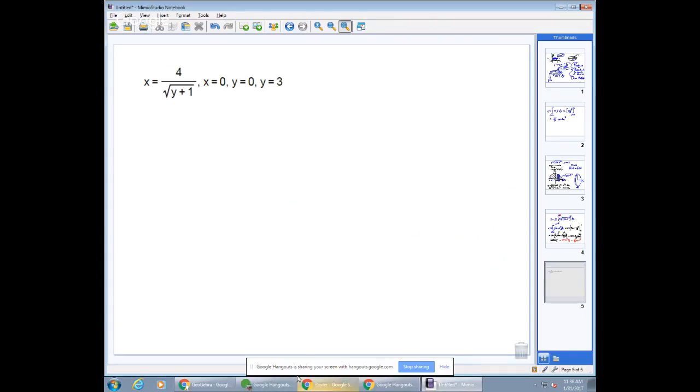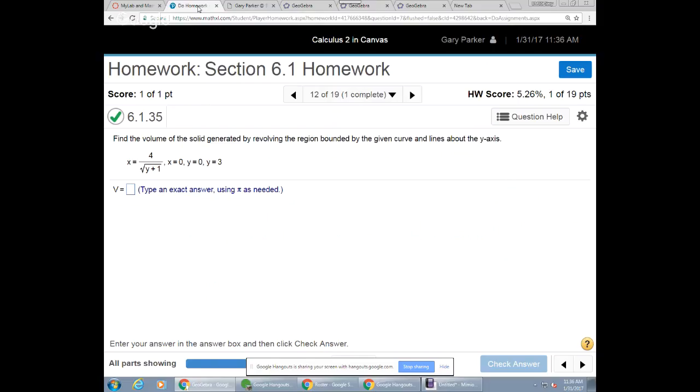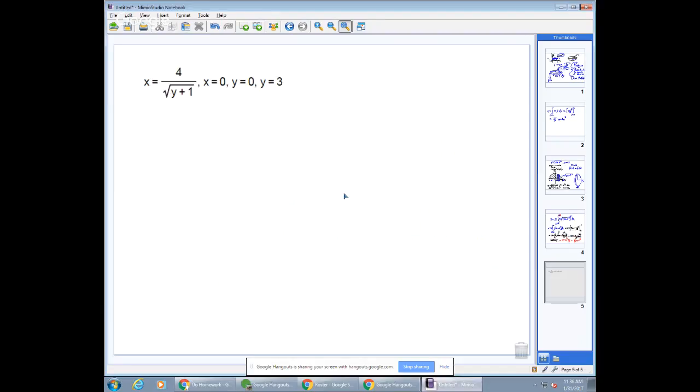Okay, thank you. Where'd GeoGebra go? So y equals 3. All right, so it's this region bounded by the axes and this curve and that line that we're going to revolve. I think it's around the x-axis. Let's double check that. Nope, the y-axis. Okay. All right, so let's play around with this a little bit.